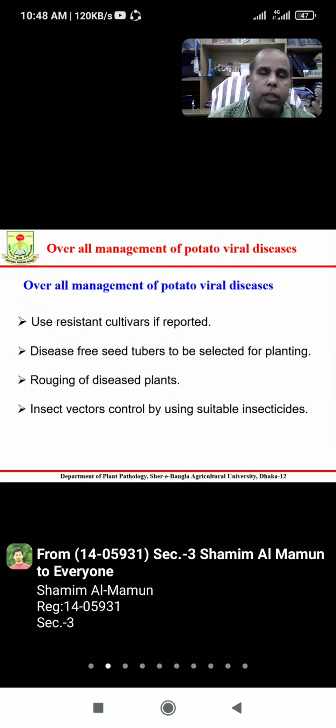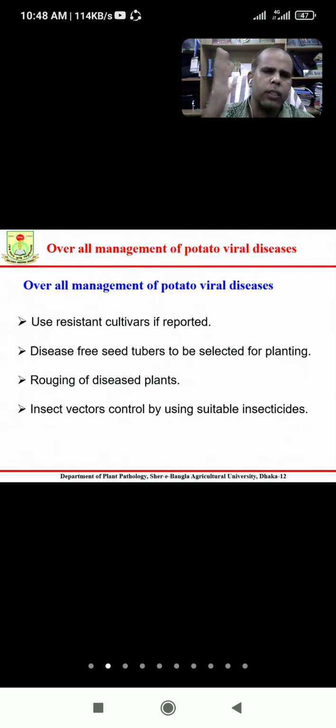So in two ways we can form the resistant variety. So the first option is the resistant variety. Second option, disease free seed tuber to be selected for the planting. We saw that potato PLRV and PVY both can transmit through the infected tuber.